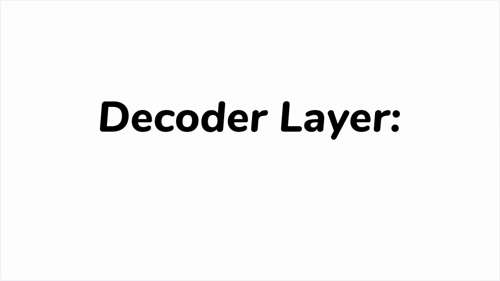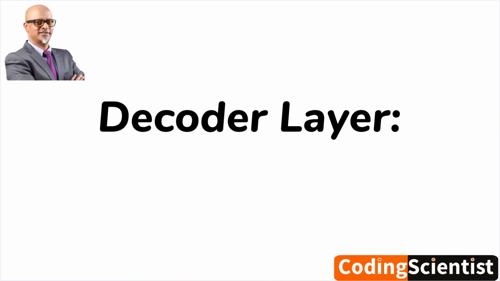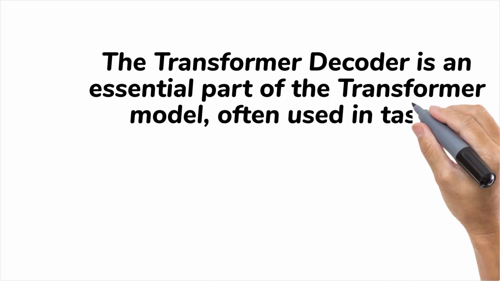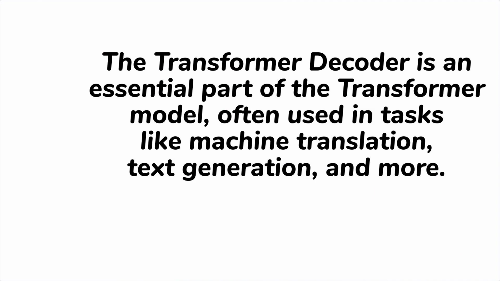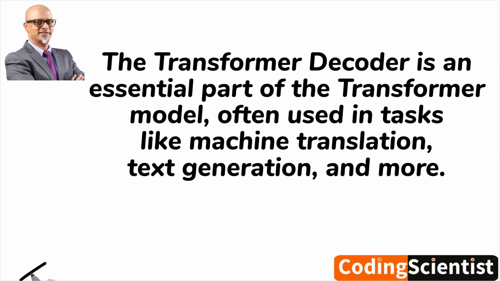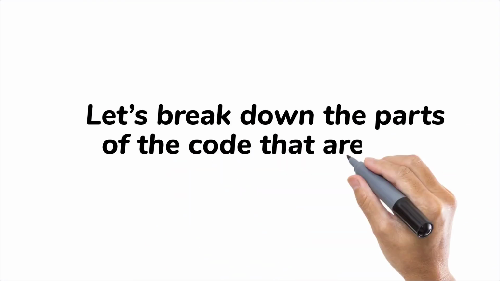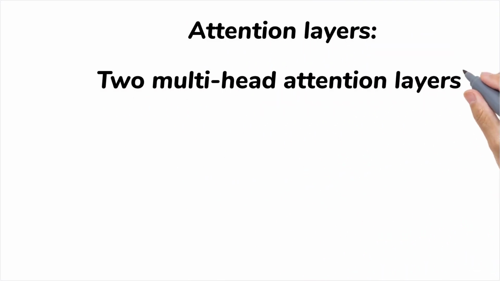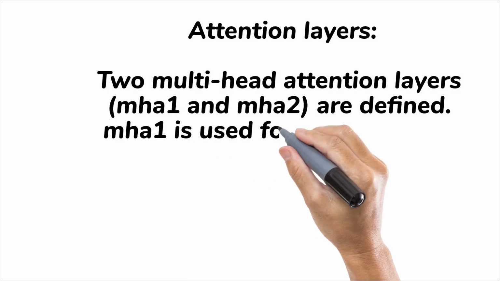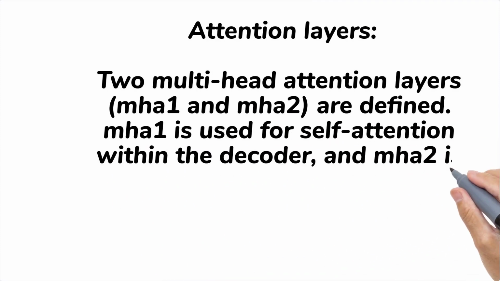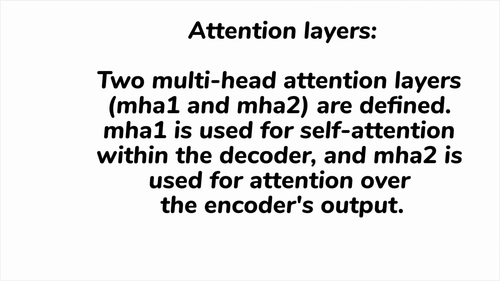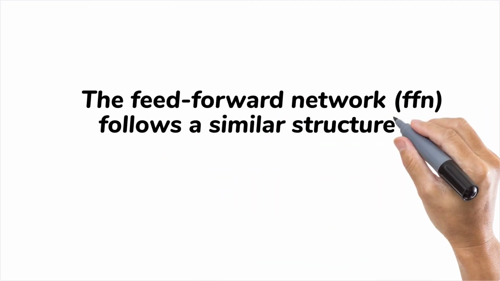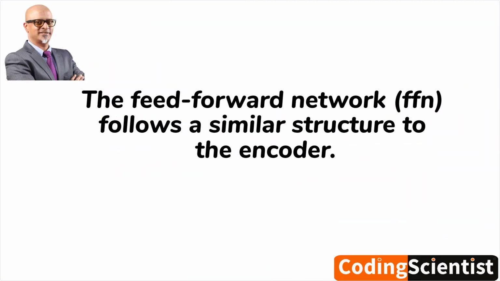Decoder layer. The transformer decoder is an essential part of the transformer model, often used in tasks like machine translation, text generation, and more. Let's break down the parts of the code that are new. Attention layers: two multi-head attention layers, mha1 and mha2, are defined. mha1 is used for self-attention within the decoder, and mha2 is used for attention over the encoder's output. The feed-forward network, ffn, follows a similar structure to the encoder.